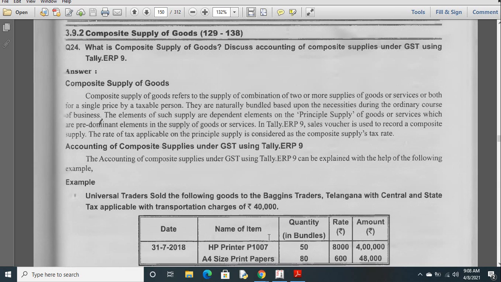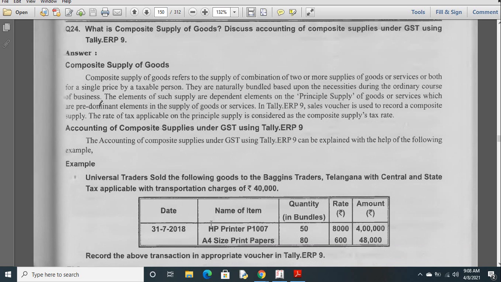What is the meaning of composite supply? For example, if you have purchased an HP printer, obviously whenever you want to take any printout, we need A4 size papers too, right? Purchasing the printer at one place and papers at another place with another customer is a bit difficult. So in a single shot we purchase these two at the same place from the same person. So this kind of supply is called composite supply.